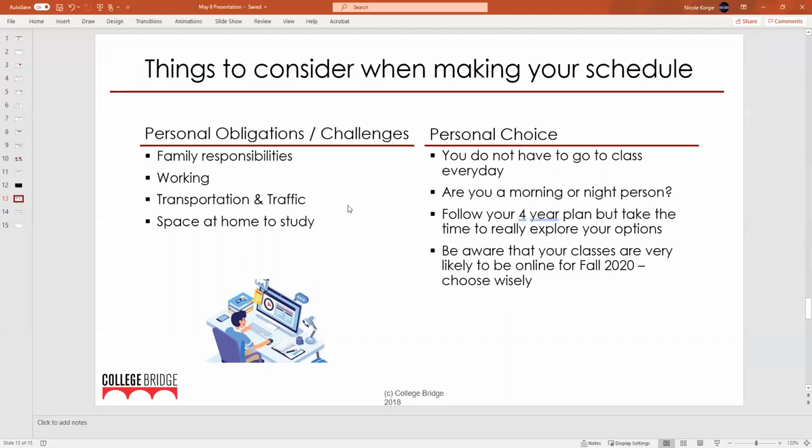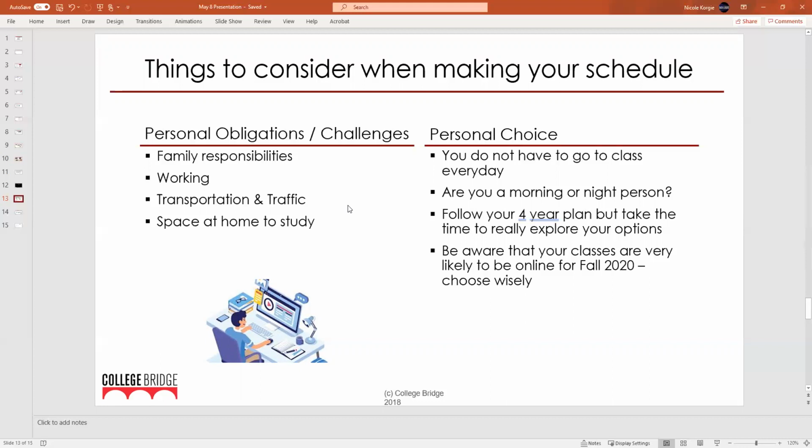The other column here has some things to think about for personal choice. The good thing with college is you get to make your schedule. You're about 85% in charge of making your schedule. You don't have to go to class every day unless the class requires you. Most classes, you're either going Monday, Wednesday, Friday, or Tuesday, Thursday, or one night a week, or maybe on Saturday. When you're looking at the class schedule, you're going to see all of those options. So you need to think about it.